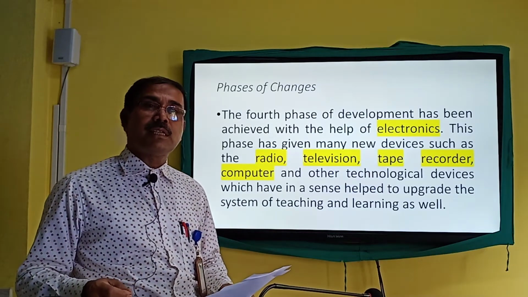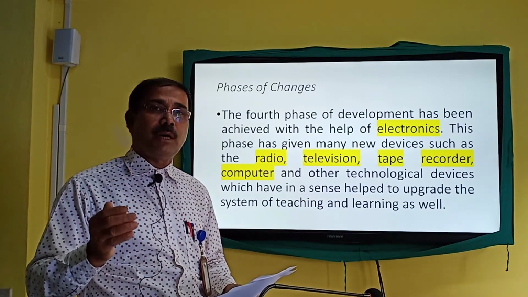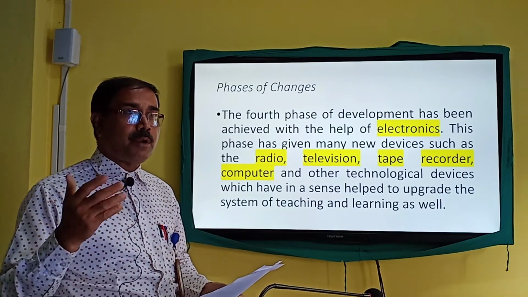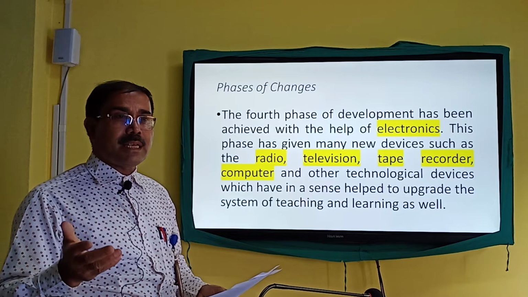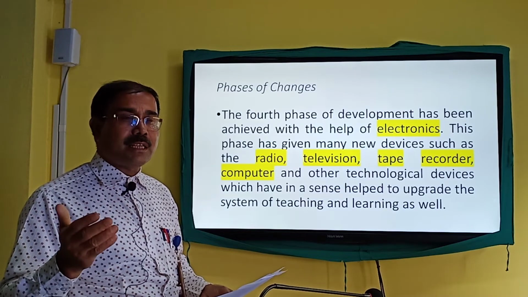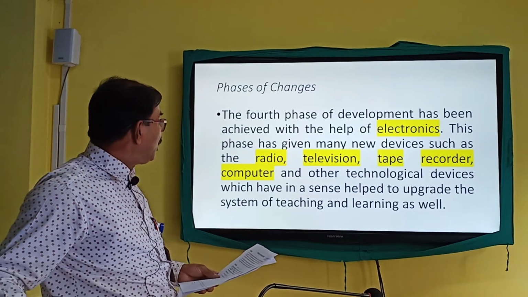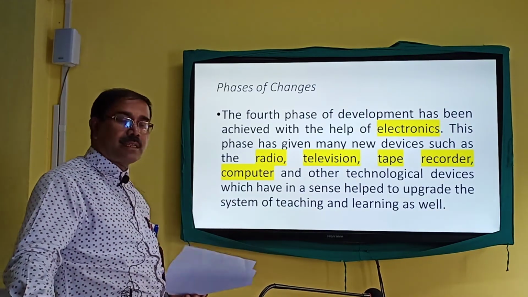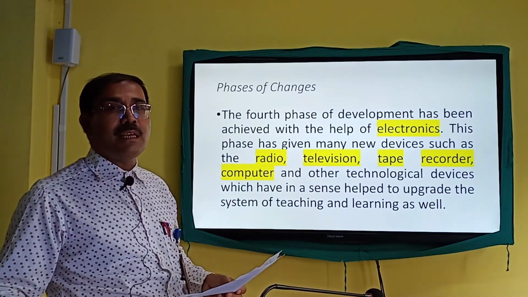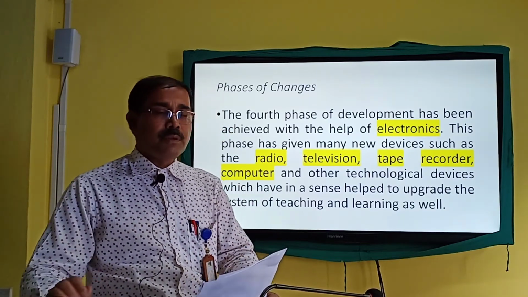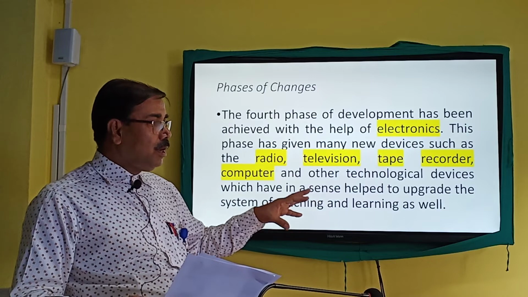And knowing about the history of computer, you will come to know about the history of transformation of the process of transaction or dissemination of knowledge and information from one angle to the other. So this is one of the miracles of science. And computer, especially, is a computing machine with the help of which we can easily do mathematical calculation.